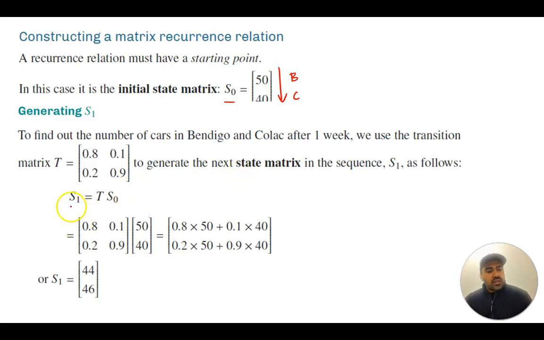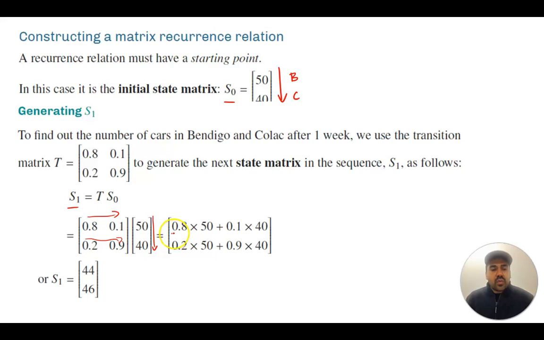So to get your next S, you're going to get your transition matrix and multiply it by the initial. So kind of like recurrence in finance, we're doing effectively the same thing, but we're doing this with matrices now. Remember, with matrix multiplication, you take the first row across and attach it to the first and only column down. So 0.8 times 50, 0.1 times 40, and then add the two together. We'll do this again with 0.2 and 0.9.